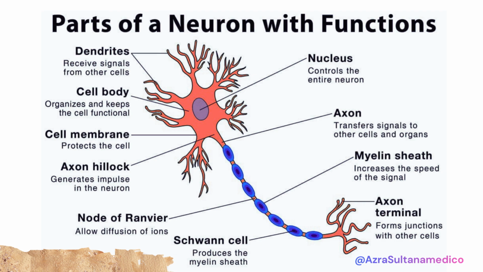The axon hillock is where the nerve impulse begins. The axon carries the impulse away from the cell body. The myelin sheath covers the axon and increases the speed of transmission. Schwann cells form the myelin sheath in the peripheral nervous system. The nodes of Ranvier are small gaps that help impulses travel faster. Finally, the axon terminal releases neurotransmitters to pass the signal to the next cell. And that's how a neuron works.